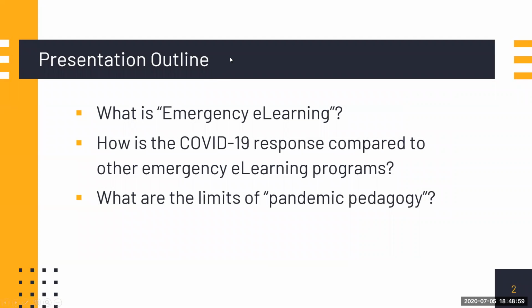All right, so there are three main topics that I'll be going through tonight in the presentation. The first is defining this concept of emergency e-learning. I think it is very important that when we're having these conversations around the response to COVID-19 in the higher education space, we don't conflate online learning courses, or perhaps even entire programs, that were designed to be online, on the one hand, and this emergency response on the other hand.